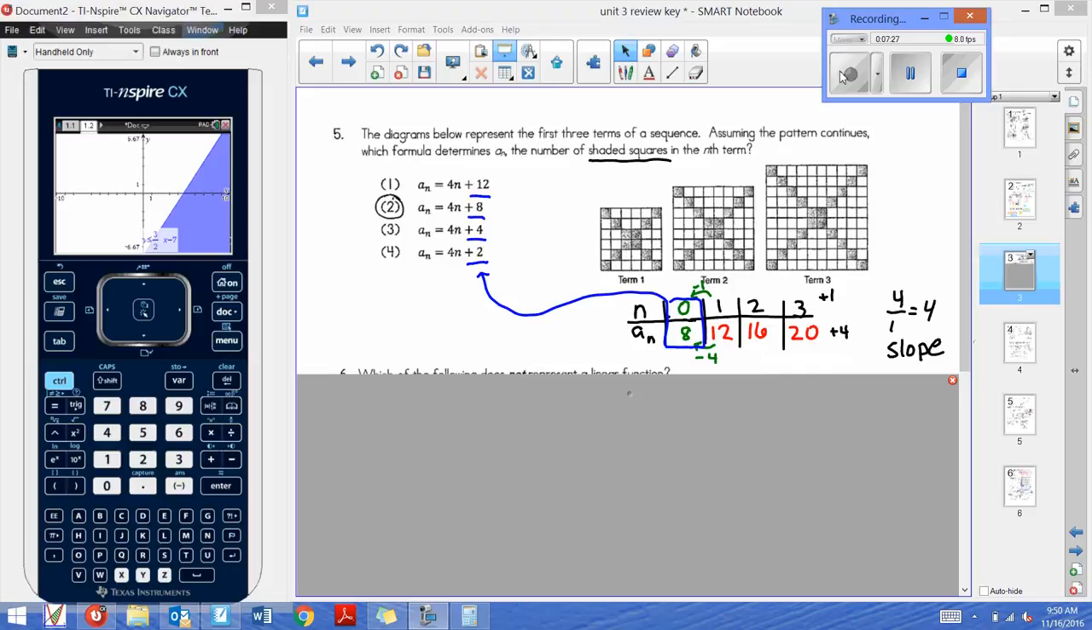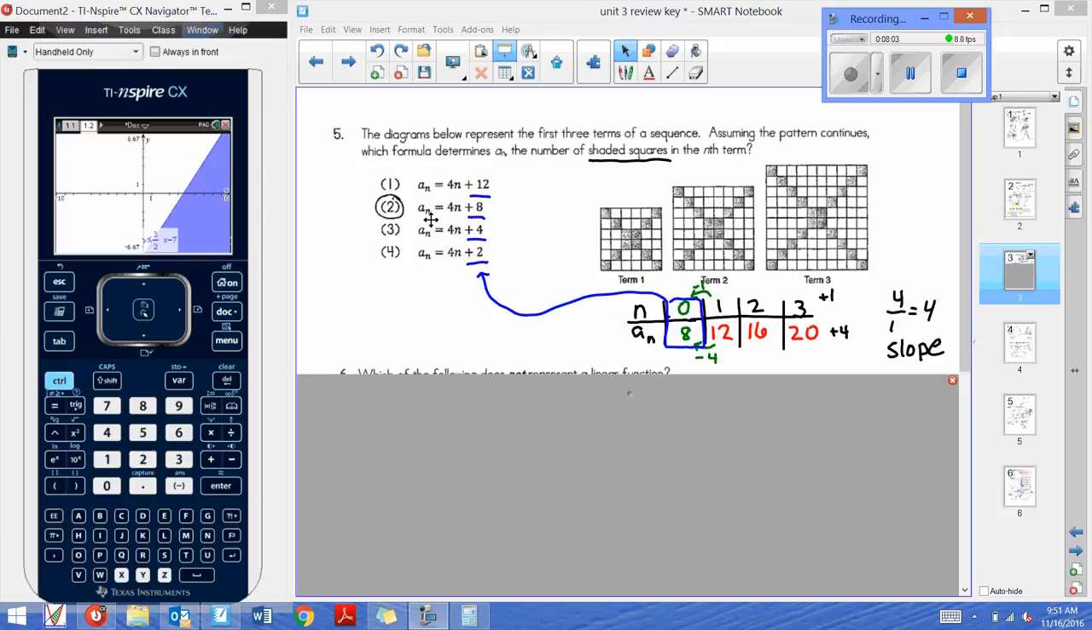Number 5, we should make a table. And I looked at all of my answer choices first to see that these were not written in a recursive pattern. They were actually written in linear form. So it's a function form, y equals mx plus b. So in my table, I needed to work backwards to get my y-intercept. So I wrote out the terms. I noticed that I was increasing by 4 in my y values while my x values, or my n values, were increasing by 1. Working backwards, I would get the 0, 8, which is my y-intercept.